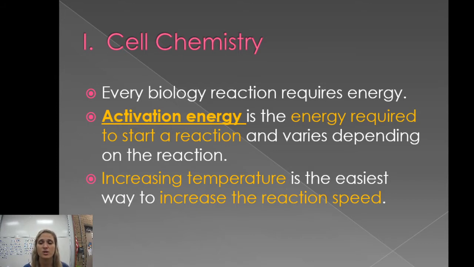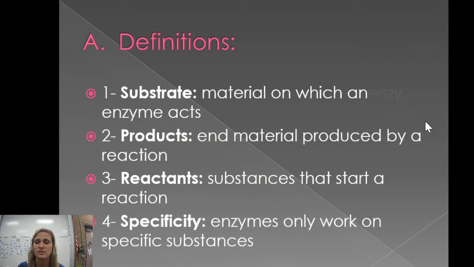Increasing the temperature of something is the easiest way to increase the reaction speed. So if we're looking at reactions in general, if we up the temperature, then usually reactions will go faster. But reactions have a certain rate that they usually go at, and this is why we need enzymes.